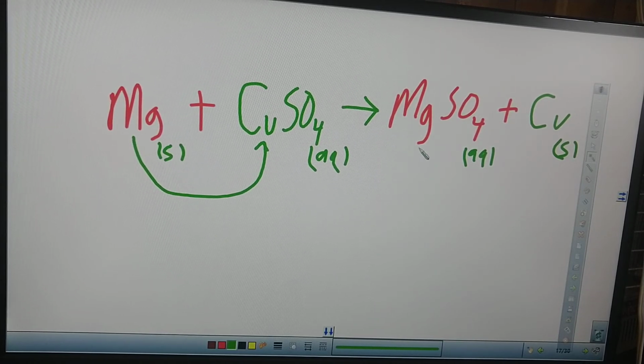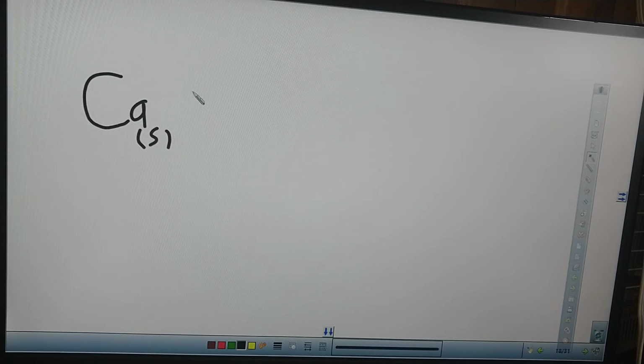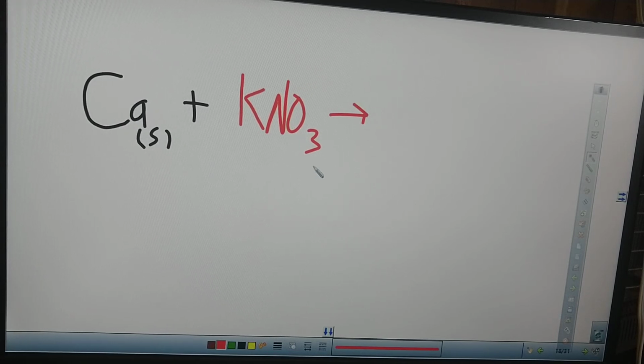Let's try another one. Let's try, what if we put some calcium? We have some solid calcium, and then we find a test tube. And this test tube has some, I don't know, potassium nitrate in it. Potassium nitrate, and that will be aqueous. Would this calcium be able to replace the potassium? Let's see. Let's look at our tables.